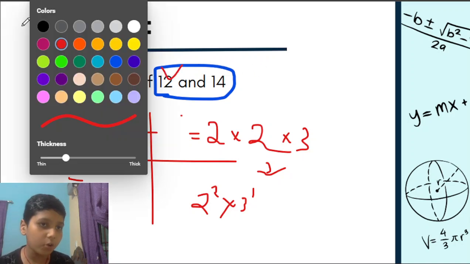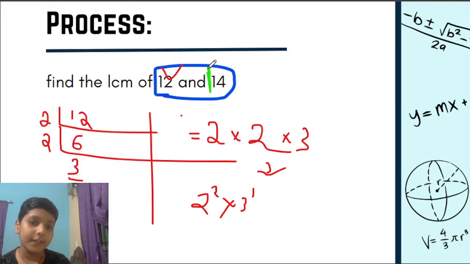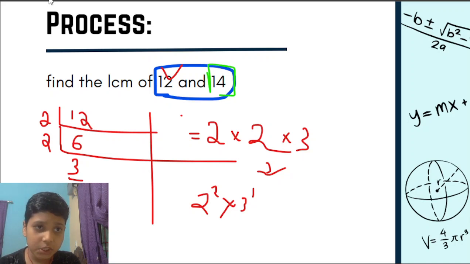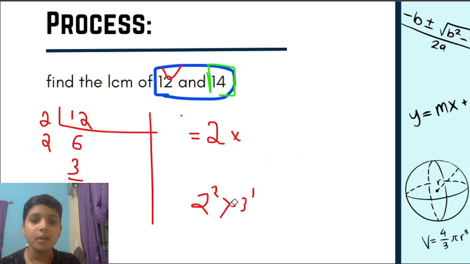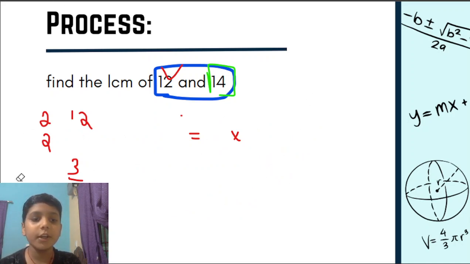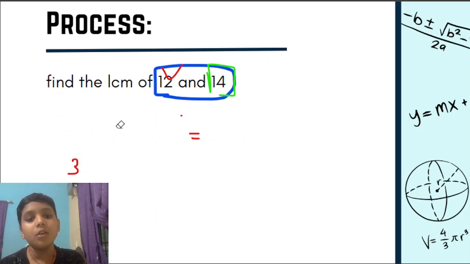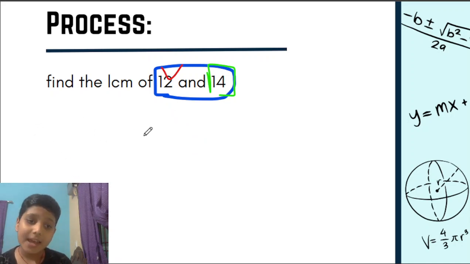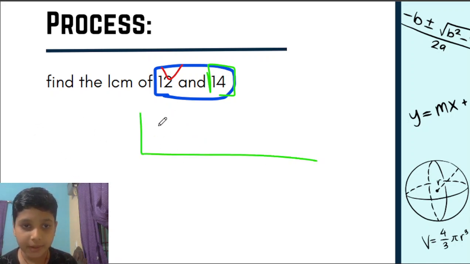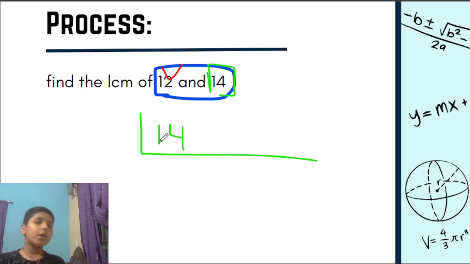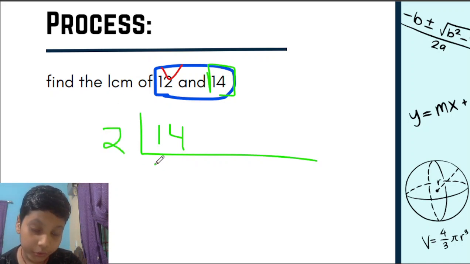Now let's check out 14. Alright, so let me erase this much. So of 12 we have got it. Now let's talk about 14. So first of all, as I have said, we are going to do the same cake method. 14. First of all, you're going to divide it by 2. You're going to get 7.